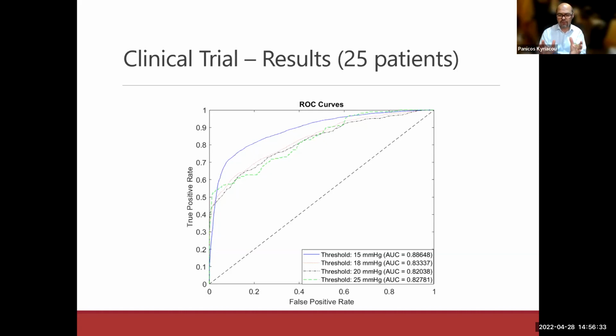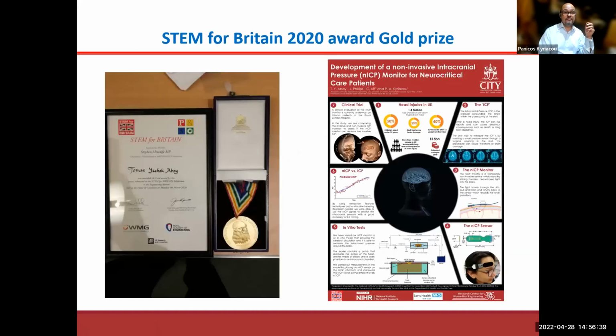And this is really roughly where the project ended by the funder. The project has been presented at the STEM for Britain Awards in 2020, and we have received the gold prize that was given to Thomas, one of the postdocs leading the research at the time. So this is not the end of the project.